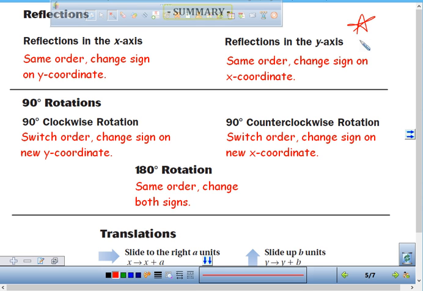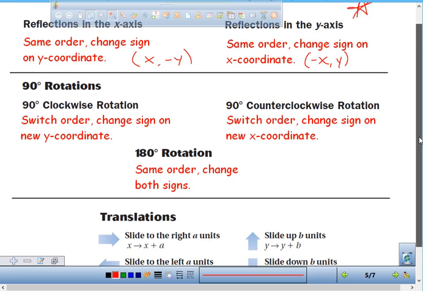Okay. And another thing that I like to do is actually write the rules. So reflection in the x-axis, it says same order, so the x and y are the same order, but it changed the sign on the y-coordinate. So what would that rule look like? What ordered pair rule would that look like? X, negative y, x opposite y, good. Okay, how about for reflection in the y-axis? It says same order, change the sign on the x-coordinate, Kim? Negative x, y.